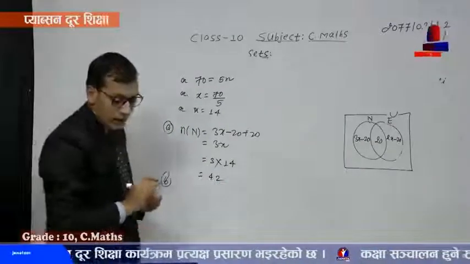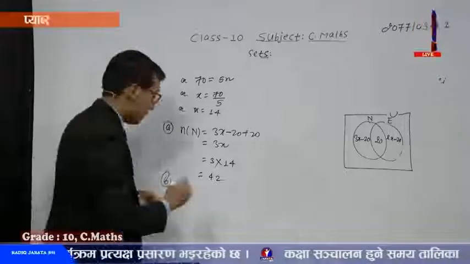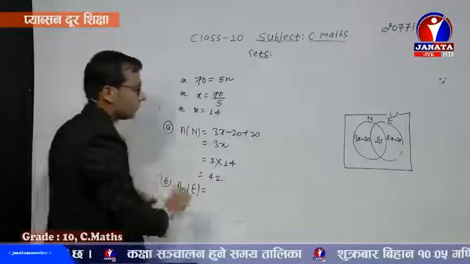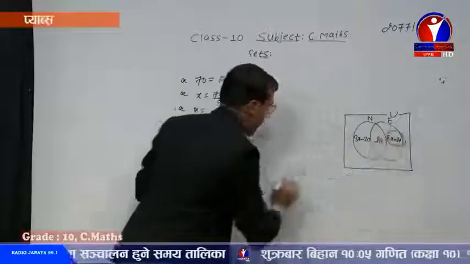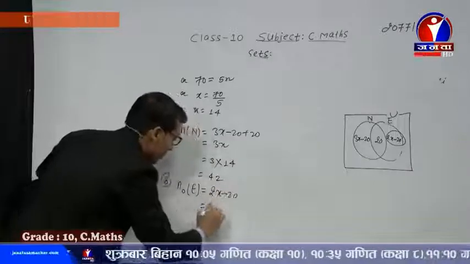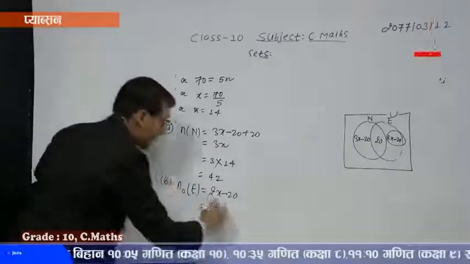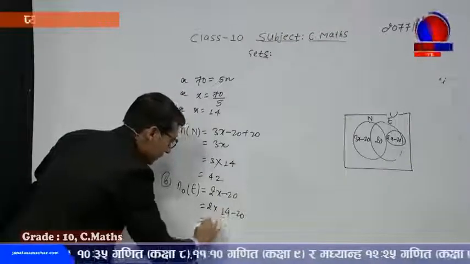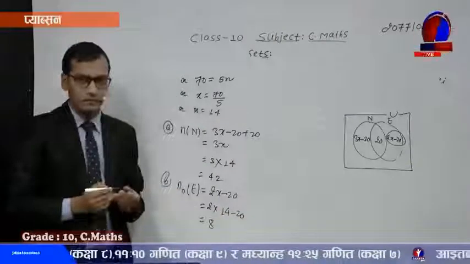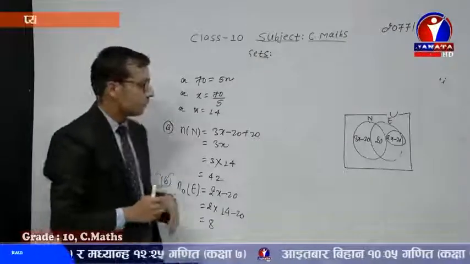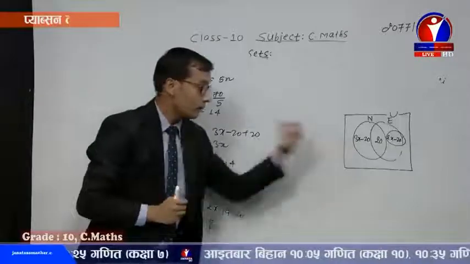B number, how many of them like English only? So n of only English is 2x minus 20. So twice of x minus 20. So twice of what is x? 14 minus 20 is, this is 8. Okay, so these are the two questions we solved from the Venn diagram.